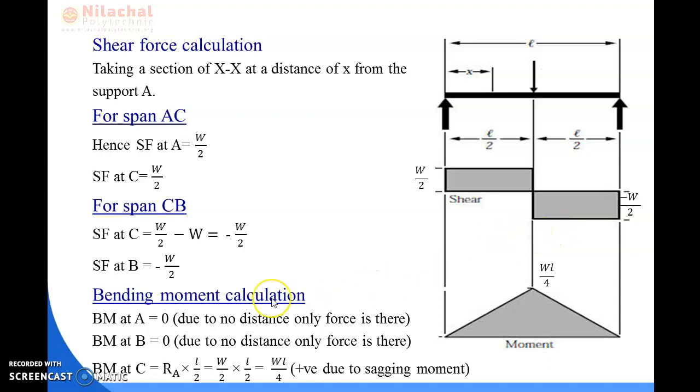Now, for the bending moment diagram, at points A and B the bending moment is 0, so here will be a point and here will be a point. The maximum bending moment will occur at the center part of the beam, which is at point C. The value is WL by 4. So here is the shear force and bending moment calculation for the simply supported beam having a point load. So today this much. Thank you.